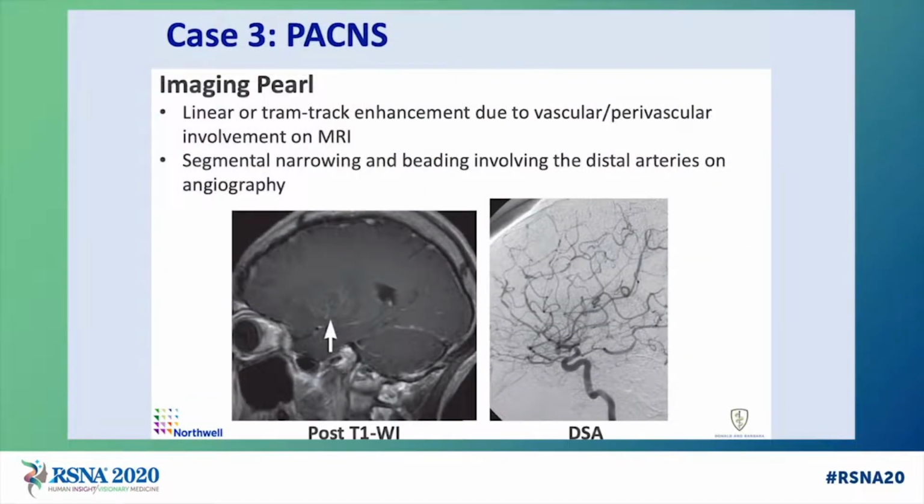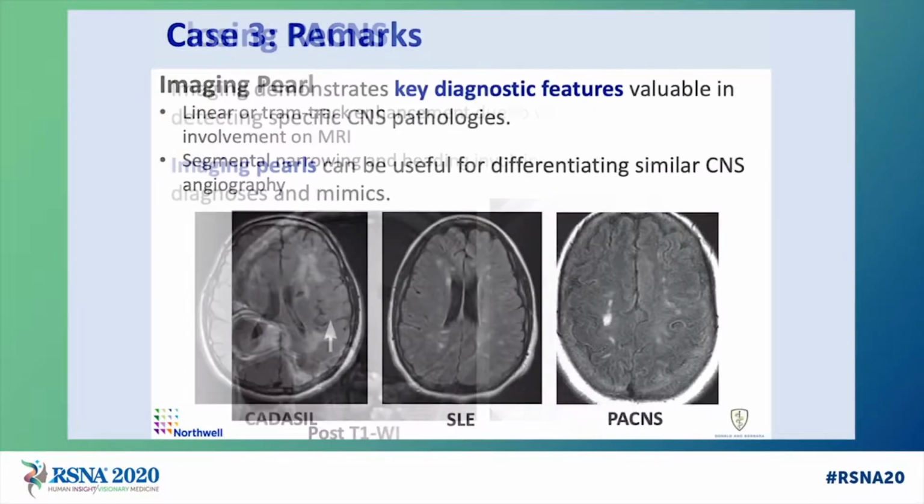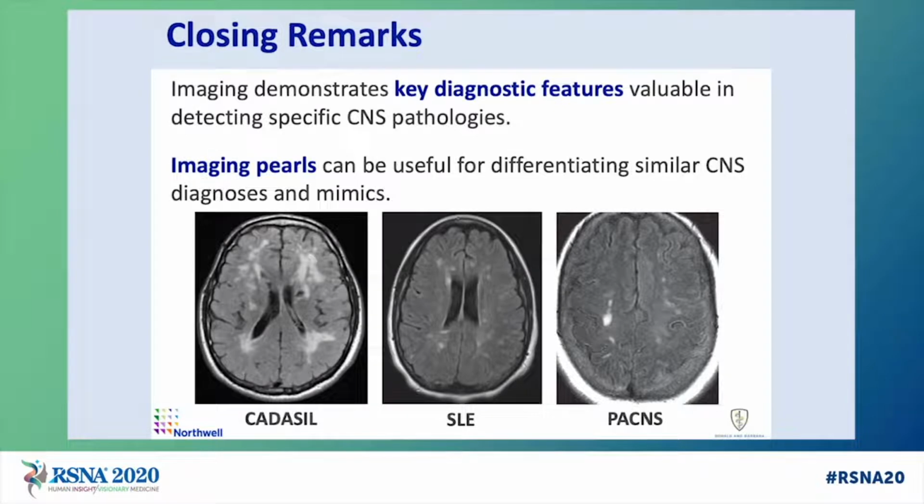The imaging pearl for PACNS is linear or tram track enhancement due to the vascular and perivascular involvement on MRI, as seen in this case example, and segmental narrowing and beading involving the distal arteries on angiography. These findings may help differentiate PACNS from other similar appearing entities. In summary, we have reviewed several different etiologies of young stroke presenting as predominantly white matter disease. Each of the cases had key diagnostic features valuable in detecting these specific CNS pathologies, with the imaging pearls helping to differentiate from mimics and lookalikes.